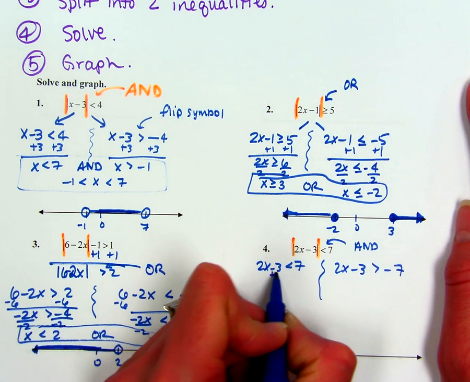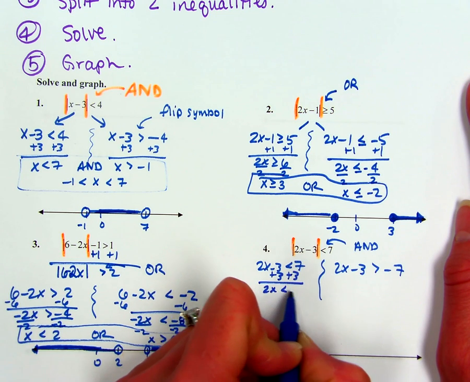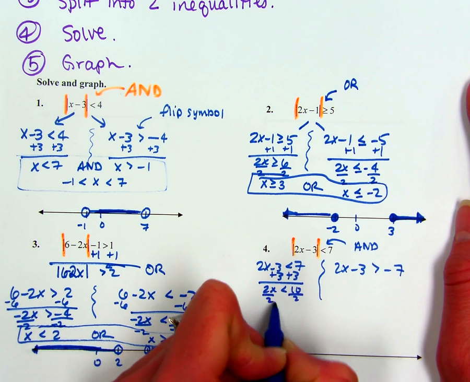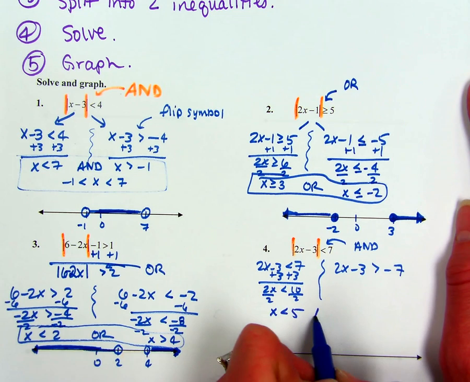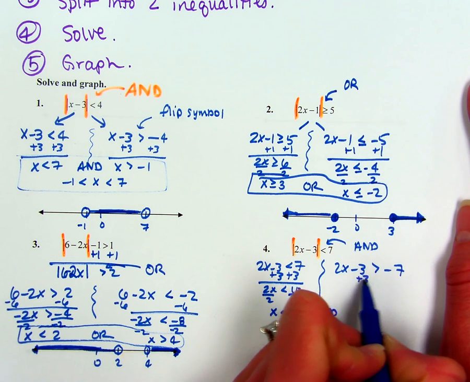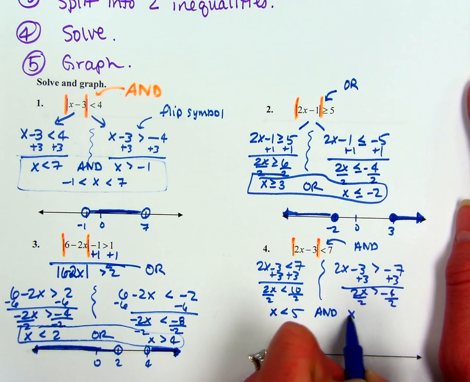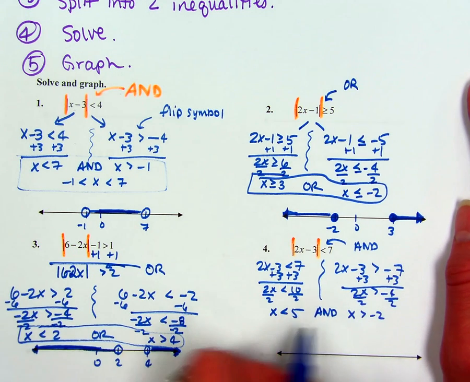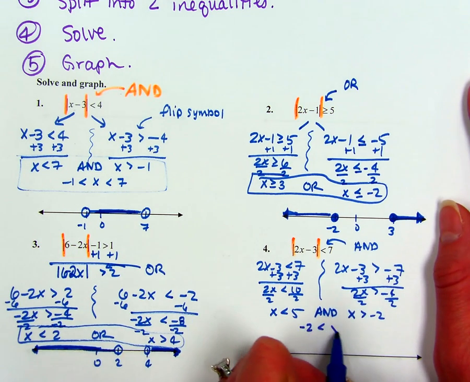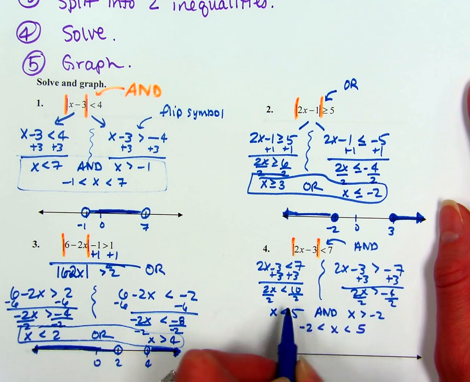So I'm going to add 3. 2x is less than 10. Divide by 2, x is less than 5. And I'm going to get my other answer. 2x is greater than negative 4. When I divide by 2, I get x is greater than negative 2. Now remember, because it's "and," I can say that x is in between negative 2 and positive 5.